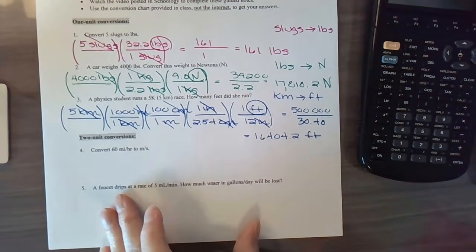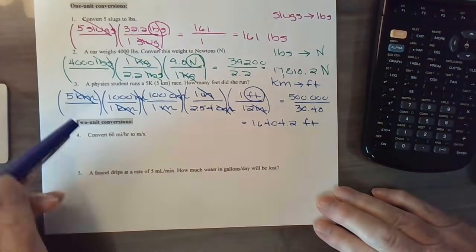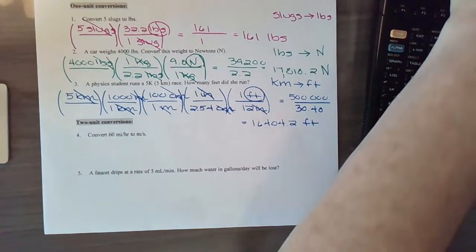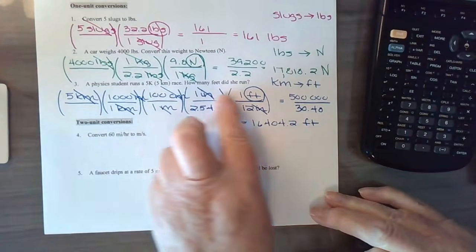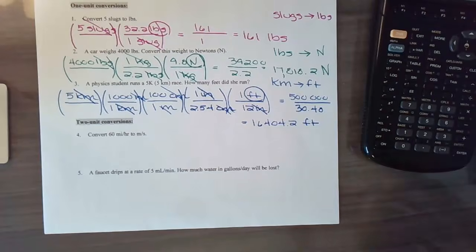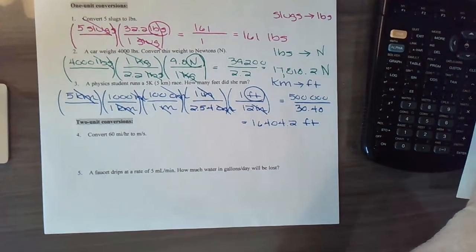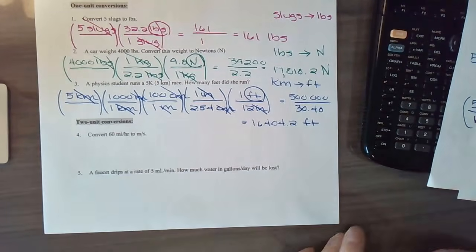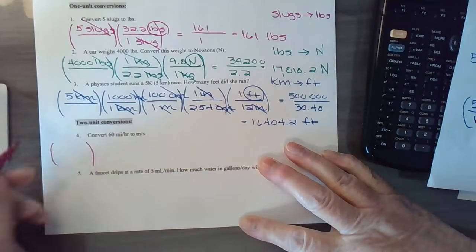So now let's look at a couple of more challenging ones, because these involve 2-unit conversions. Because they're 2-unit conversions, they're probably going to be even longer than these, so I should probably start to write small. Okay, so we are trying to convert now 60 miles an hour to meters per second. So I'm going to start with my fraction, and again I'm going to try to write a little smaller.